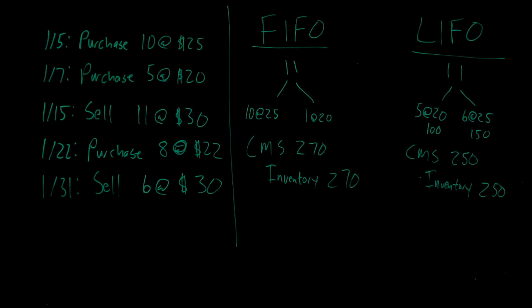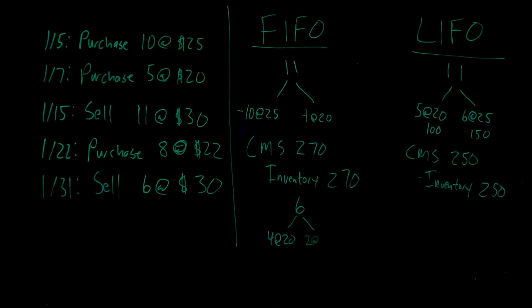Moving forward, on the 22nd we made another purchase, and then on the 31st we sold another 6 units. Let's start with FIFO. From a FIFO standpoint, we used up everything on the 5th, because we had our 10 units at $25. We only used 1 unit from the 7th, so we have 4 left. So we're going to have 4 at 20. Now we've exhausted the 7th, so we move on to the inventory purchased on the 22nd to get our 2 other units.